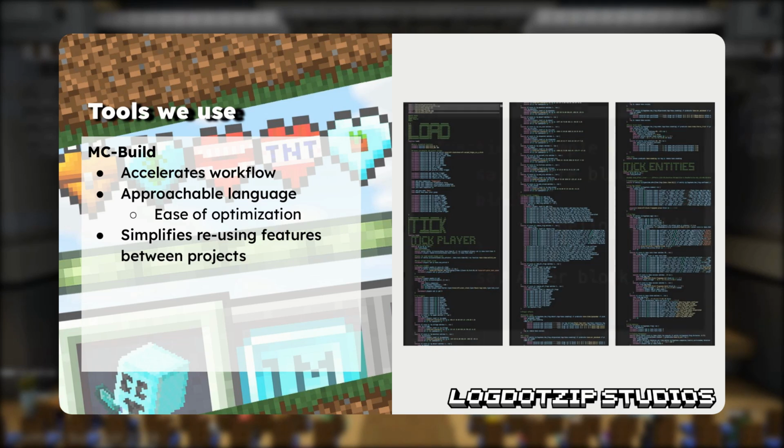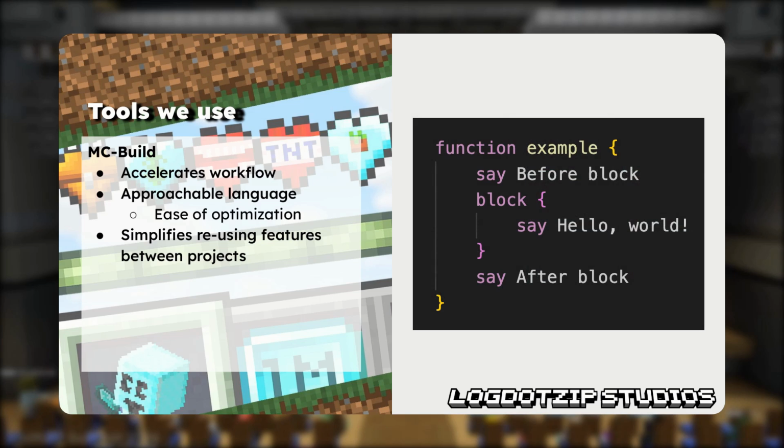We also use it because of its approachable language. Unlike other preprocessors, MC Build is written in normal MC function, in normal Minecraft commands, more or less. And so it makes it much more approachable for our development team rather than having to use more traditional programming languages that are more powerful, but also, perhaps, less accessible. And sort of as an offshoot of that, because we are writing in normal MC function and normal commands, that also makes it a little easier to optimize.